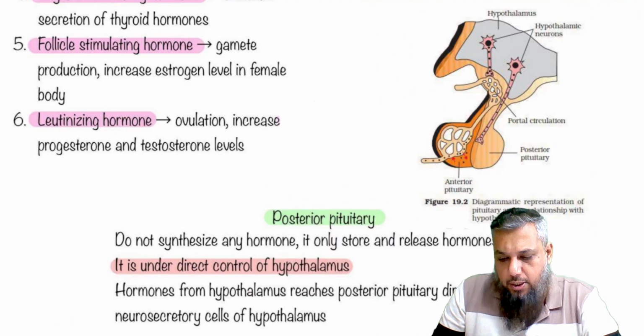The posterior pituitary is under the direct neural regulation of these hypothalamic hormones. This is the infundibulum. Axonal parts pass through the infundibulum and the knobs end in the posterior pituitary.